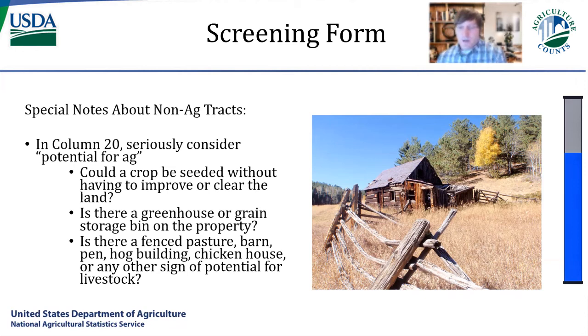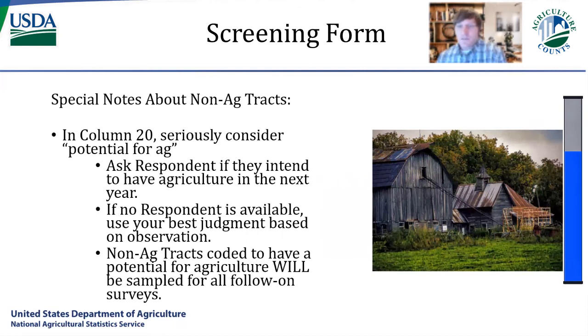Is there a fenced pasture, a barn, a pen, a hog building, or chicken house, or any other sign of potential agriculture or livestock? Ask the respondent if they intend to have agriculture at any time between now and the next 12 months. If there's no respondent available, then you need to use your best judgment based on observation.